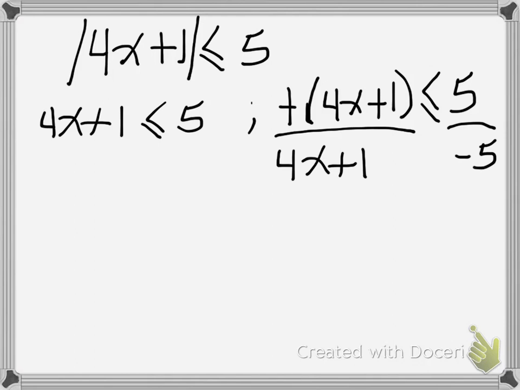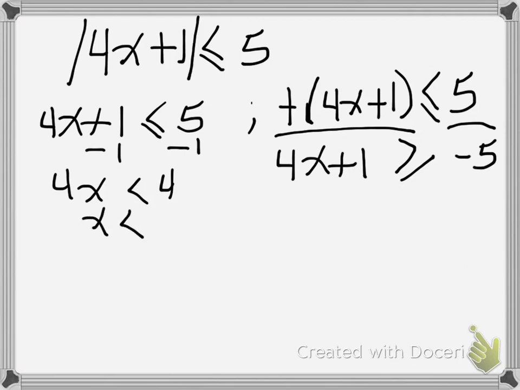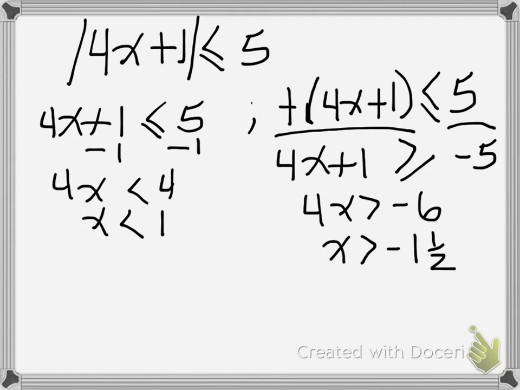Now in a previous video though, I told you when you multiply or divide by a negative number, this sign switches. Remember that? So now we have our two things that we need to graph. Let's go ahead and solve for x and graph them. So let me see here. I'm going to subtract a 1. 4x is less than 4, x is less than 1. So far so good. So we have this, and let's go ahead and graph it.